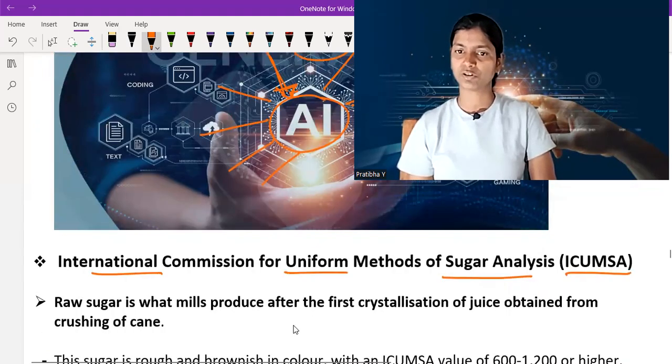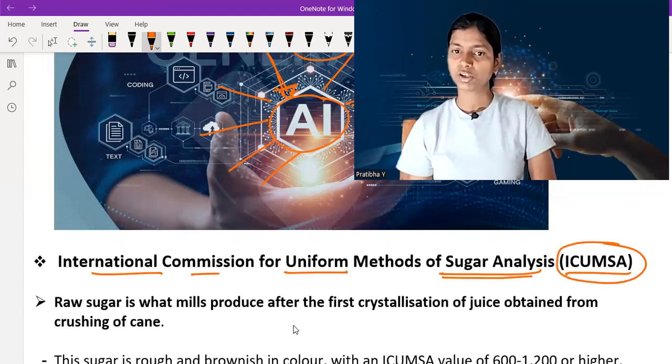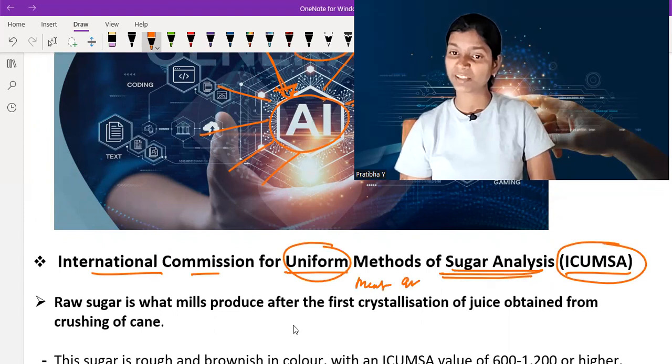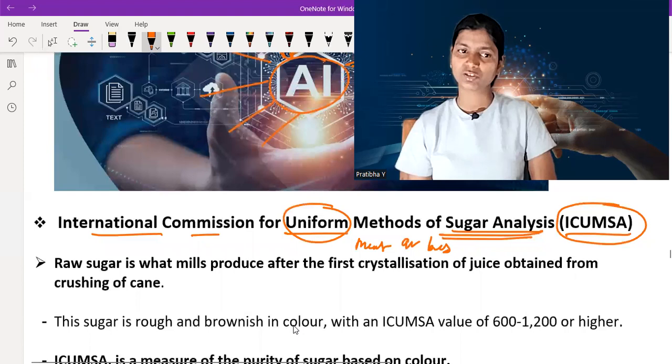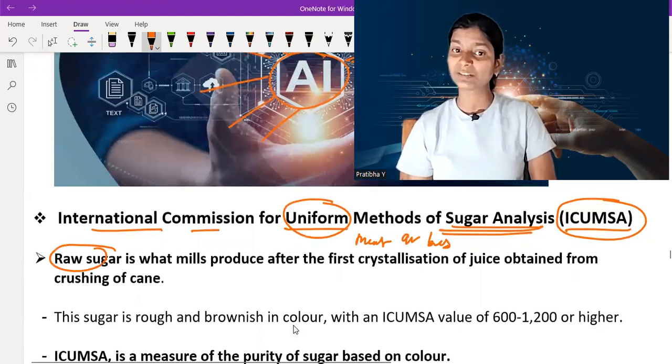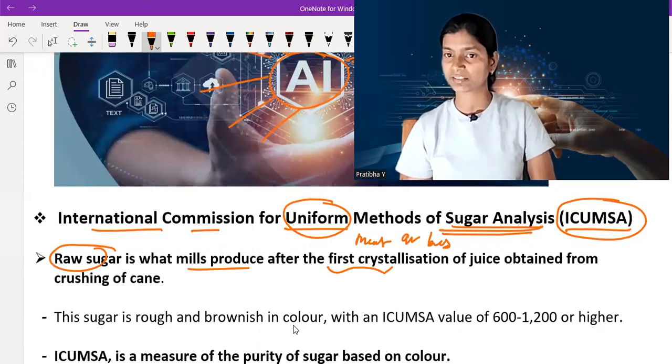International Commission for Uniform Methods of Sugar Analysis. Okay, so ICUMSA is basically a measure of the quality of sugar based on their commission. What is raw sugar? Raw sugar is what is produced after the first crystallization of the juice obtained from crushing of cane.